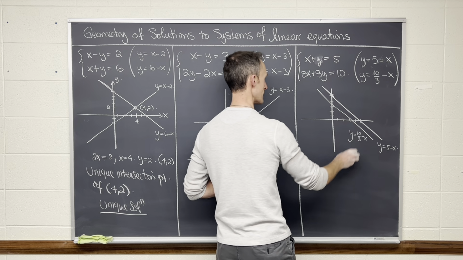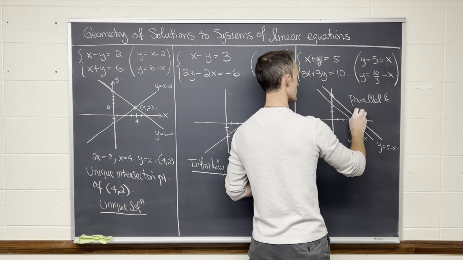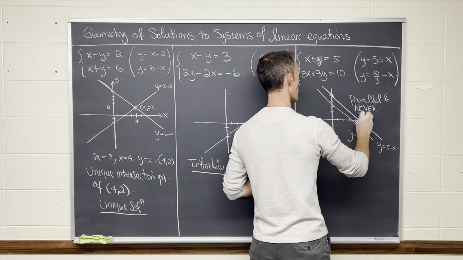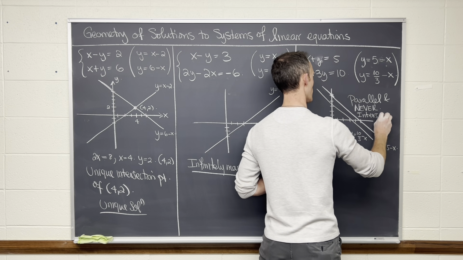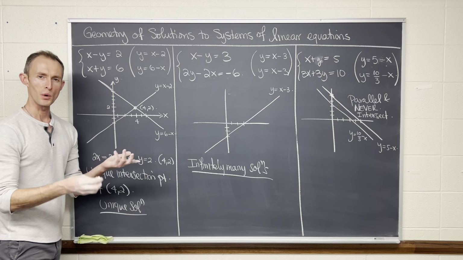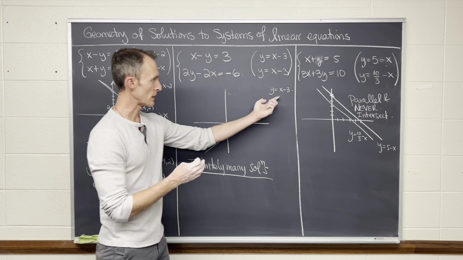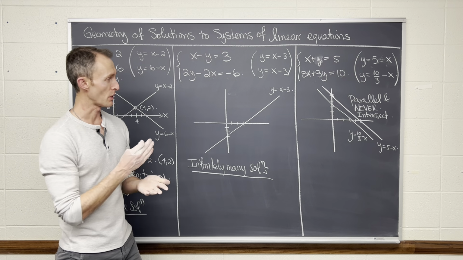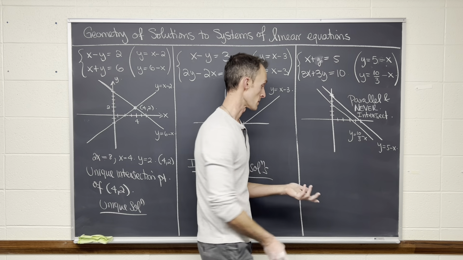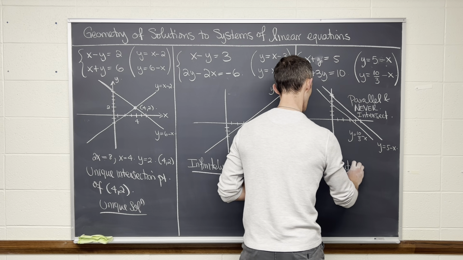So what I notice is that these are parallel. And the key is that they never intersect. Well, over here, let's come back to this one. Intersection points correspond to solutions to the system. Intersection points, even if there's infinitely many, correspond to solutions to the system. So if you never intersect, then there are no solutions. Okay? So those are no solutions.